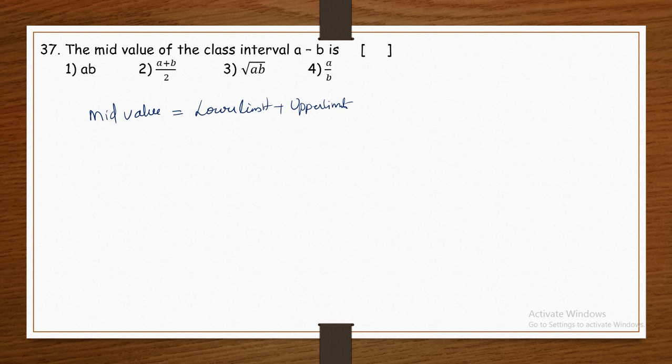So it is nothing but lower limit plus upper limit by 2. Here, what is the lower limit? A, plus the upper limit is B, so divided by 2. Hence the answer is A plus B by 2. So you need to remember this formula.